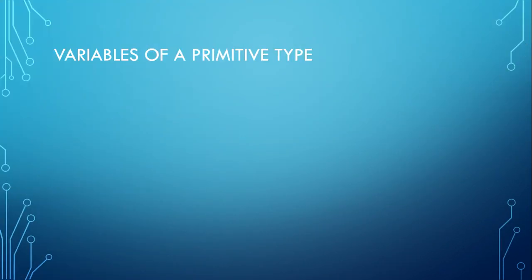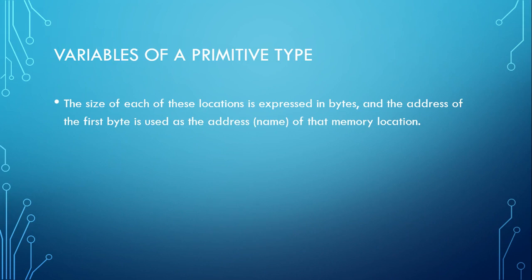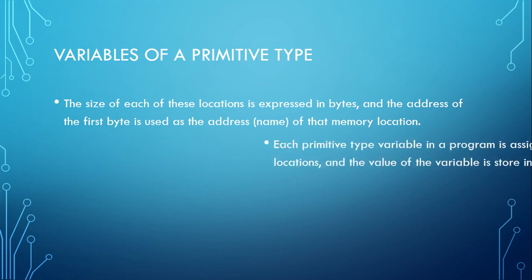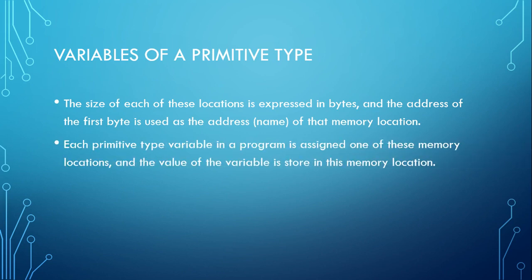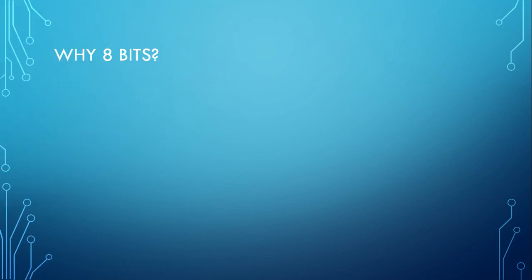So, variables of primitive type. The size of each of these locations is expressed in bytes, and the address of the first byte is used as the address or name of that memory location. Each primitive type variable in a program is assigned one of these memory locations, and the value of the variable is then stored in the memory location.